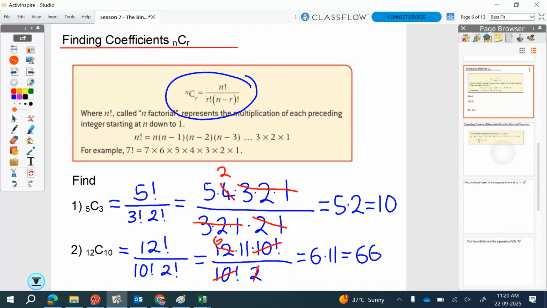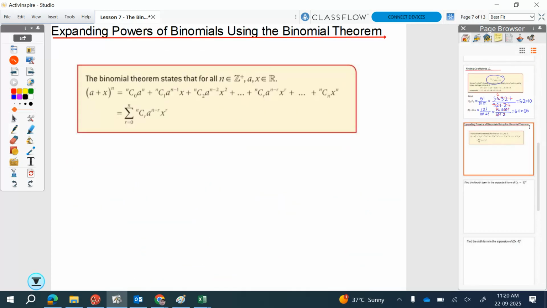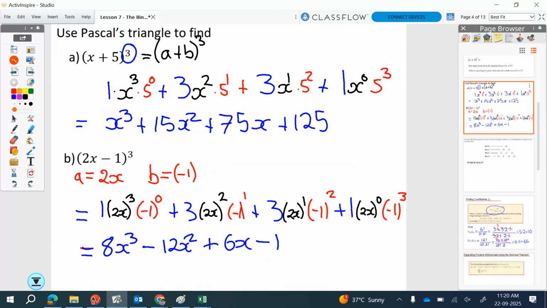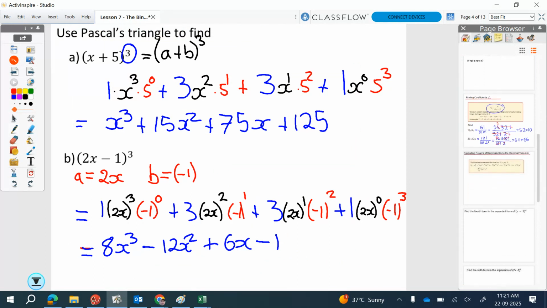Okay, let's have a look at the binomial theorem. So for expanding powers of binomials, we're going to get something that looks a bit like this. Here we see a formal definition of the binomial theorem. We've just seen this. What I'm showing you here is this, with the different colors, the blue, the black, and the red. Let's go back again and see where it is.